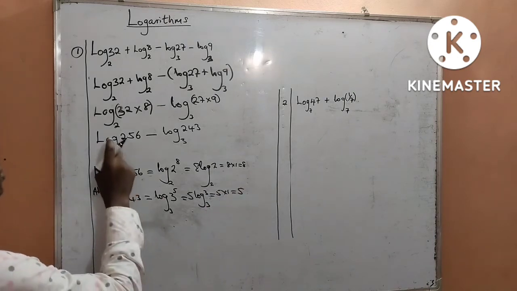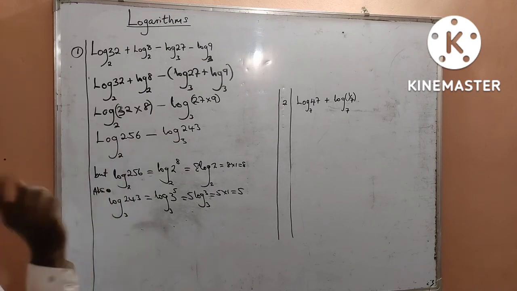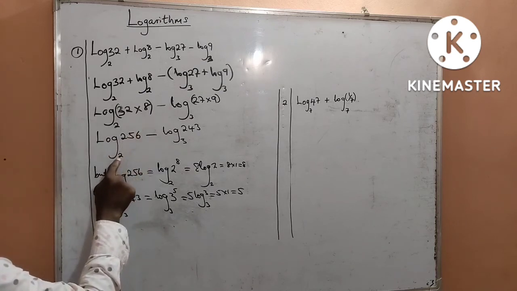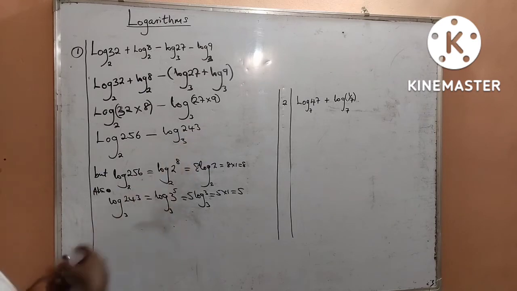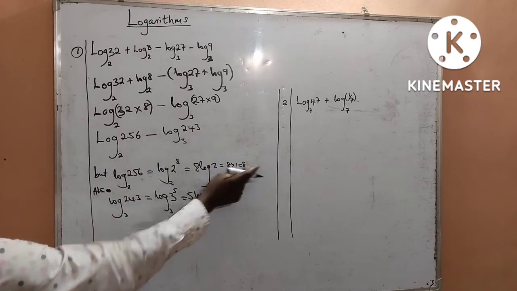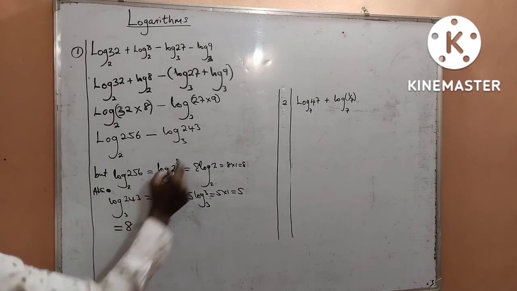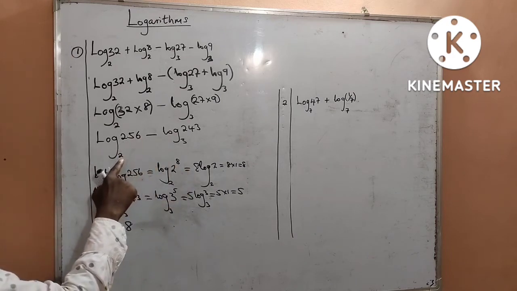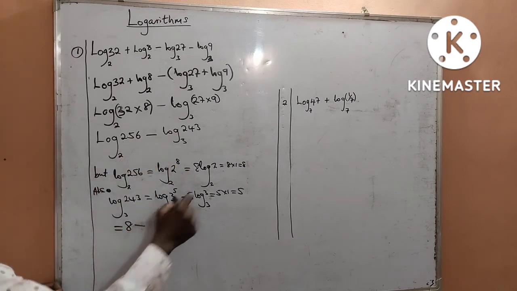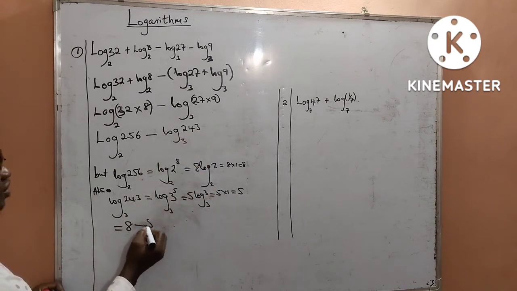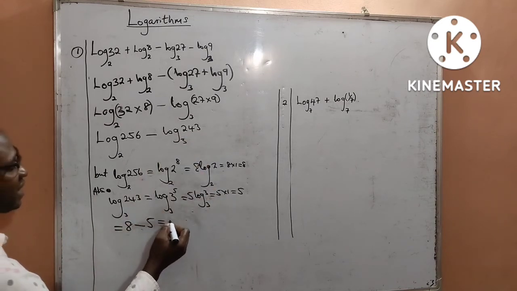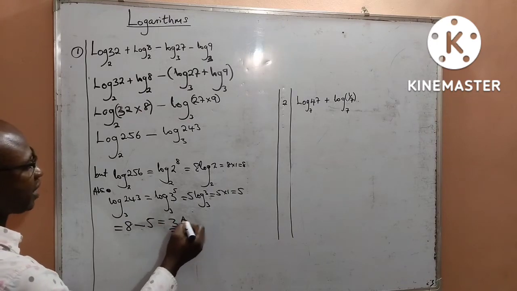In conclusion, log 256 base 2 minus log 243 base 3 can be written as 8, which is log 256 base 2, then minus 5, which is log 243 base 3, and the final answer becomes equal to 3.